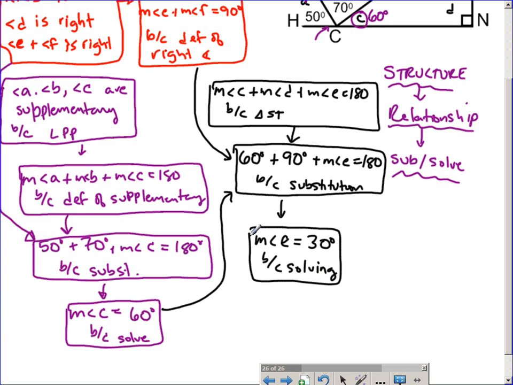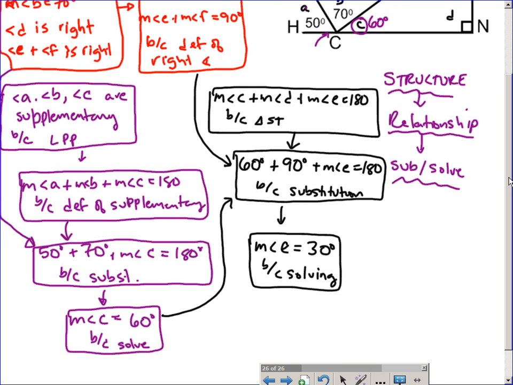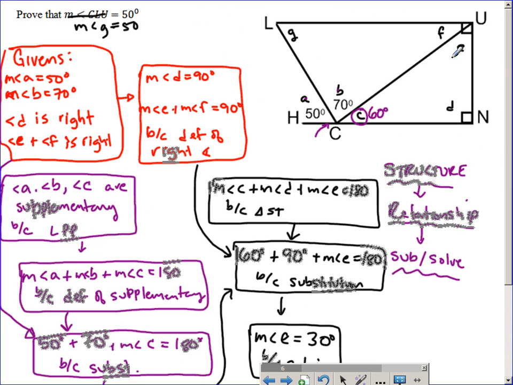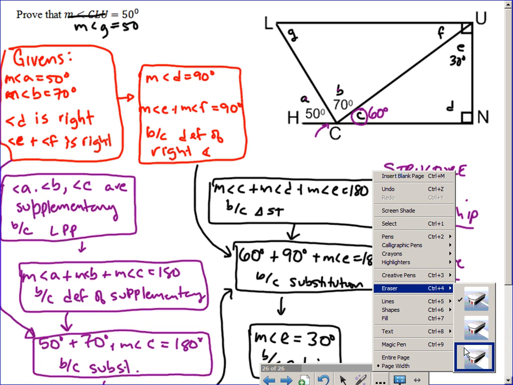Okay, so where are we? We got to 30. We now determine this is 30 degrees. We now need angle F so we can use a final triangle to finish our proof. So again, think about structure, relationship, sub, and solve.